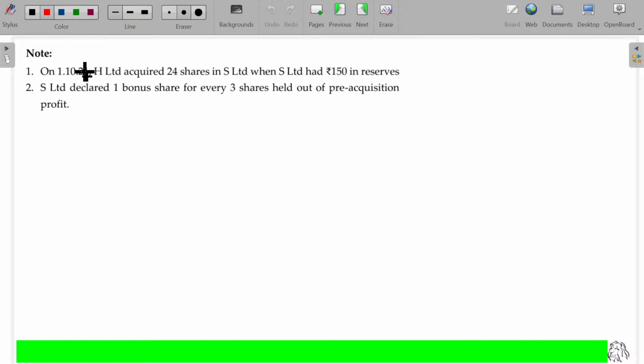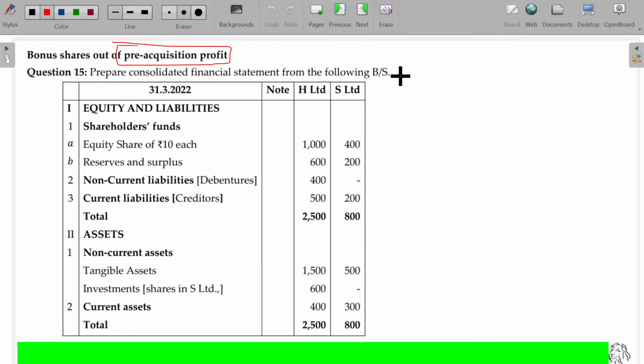Right. On 1/10/21, H Limited acquired 24 shares in S Limited when S Limited had 150 in reserves. 24 shares. How many shares are there? Out of 400, means 40 shares are there. So 24 by 40, 60%. And minority interest should be the balance 40%, 16 shares, 40%. And reserves and surplus, 200 being total.